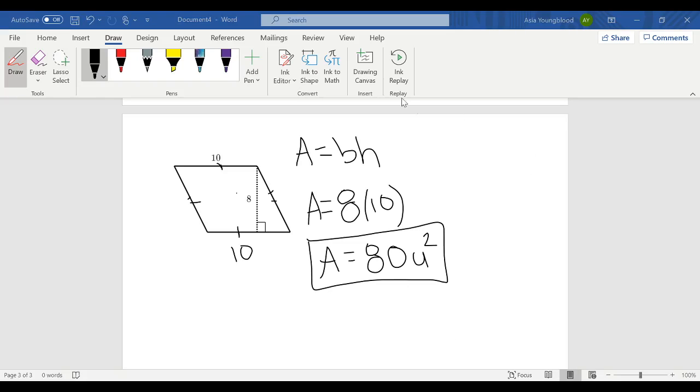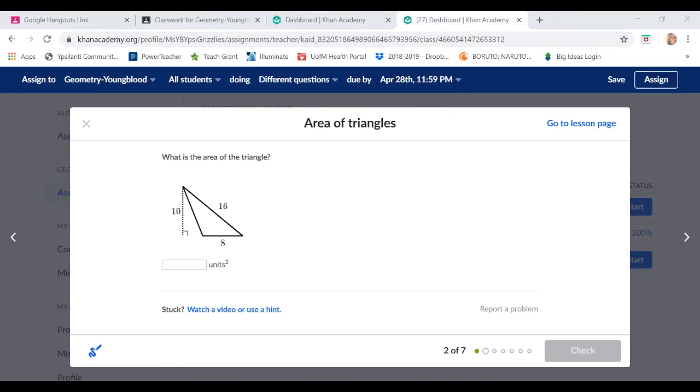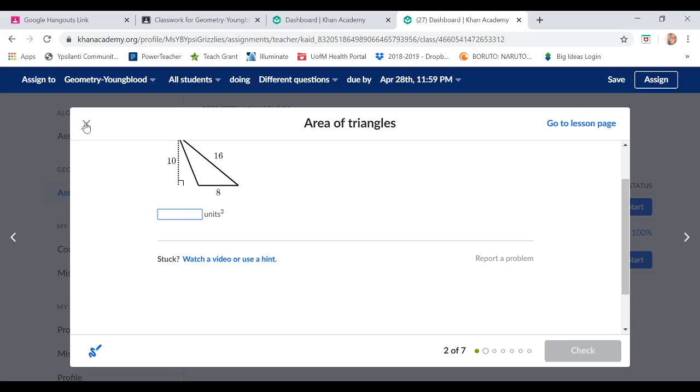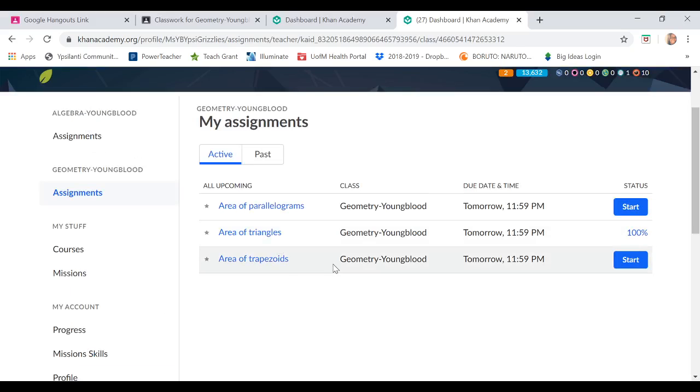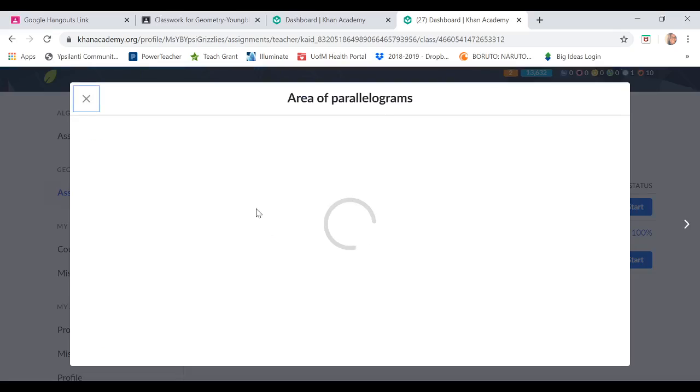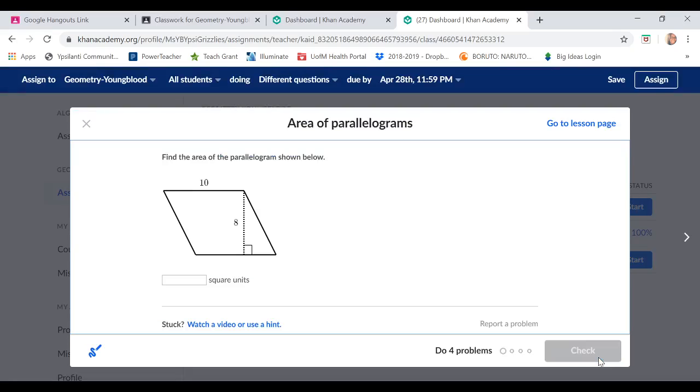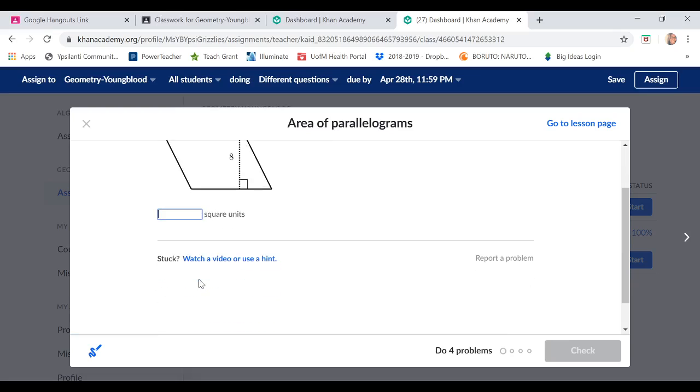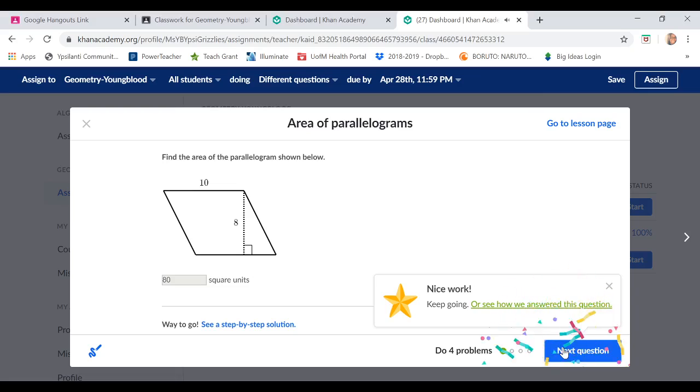If we switch back to Khan Academy screen, we said that this was 80. Oh, I switched out of it. My apologies. We were in parallelograms. Oh, I hope I get the same problem. I do. Ooh, so we got 80 square units. All right, only 4 to do for this one.